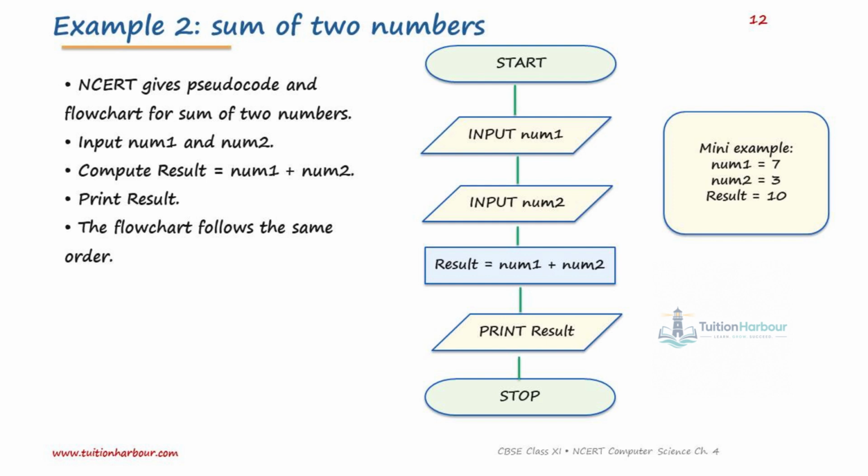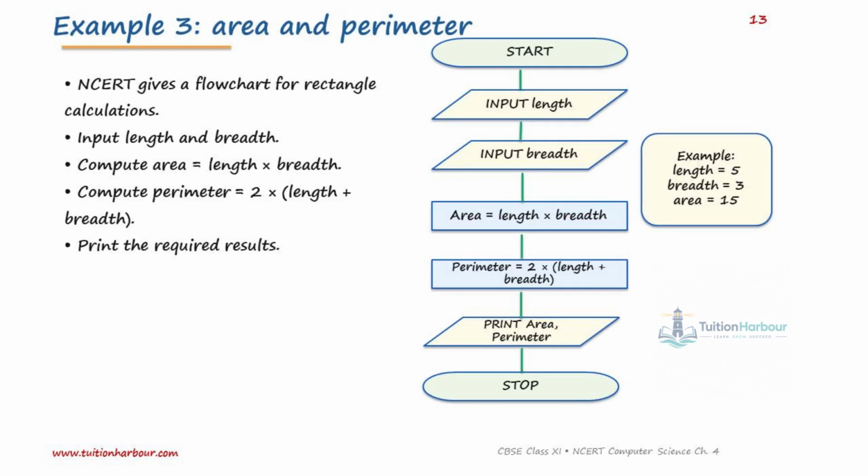For sum of two numbers, input num1 and num2. Compute result equals num1 plus num2, then print result. For rectangle calculations, input length and breadth. Calculate area and perimeter, then print the results.